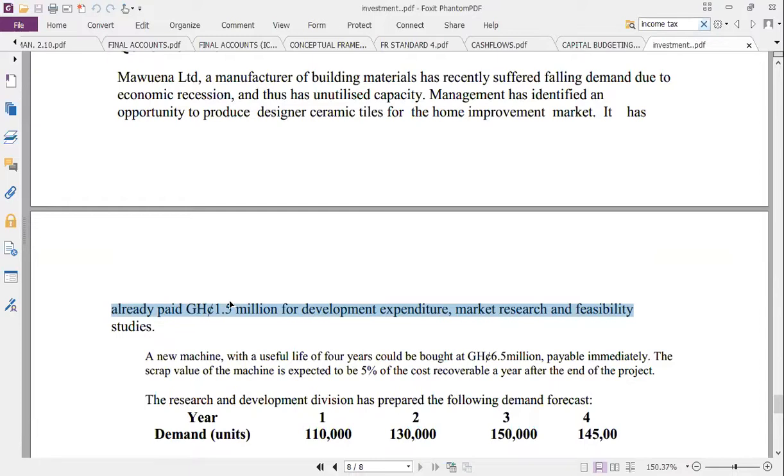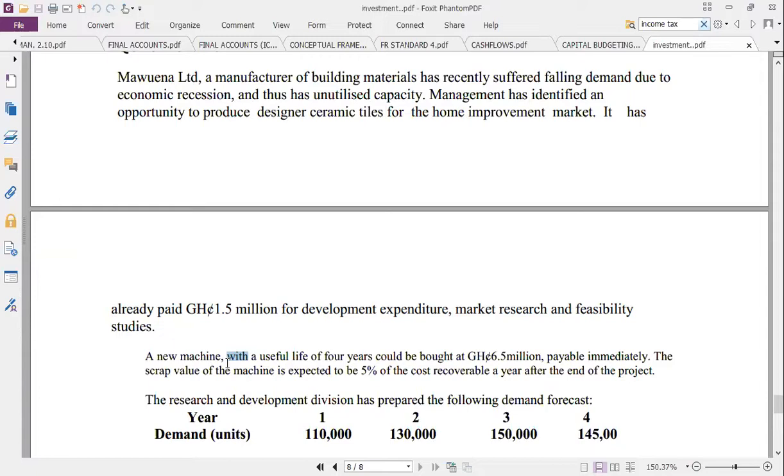You ignore. Then let's continue the game. We said the relevant cost must be what? Cash flow, incremental, and what? It must be in future. Perfect. But this one is not in future.